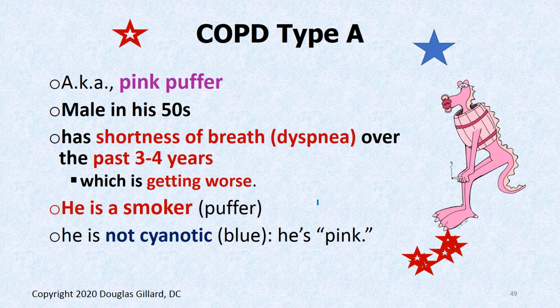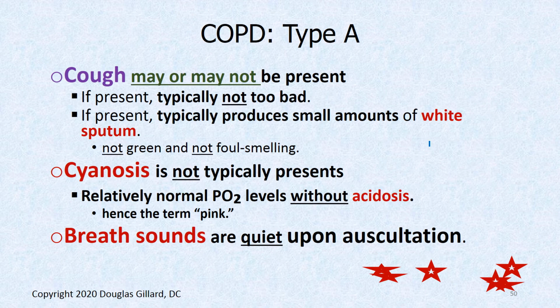They're usually smokers. They're pink in color. They're not blue bloaters. They're pink puffers. So the oxygenation, the ability to exchange gases, hasn't been that affected. And remember, this is not really true, but according to this original classification system, that's what you go with.